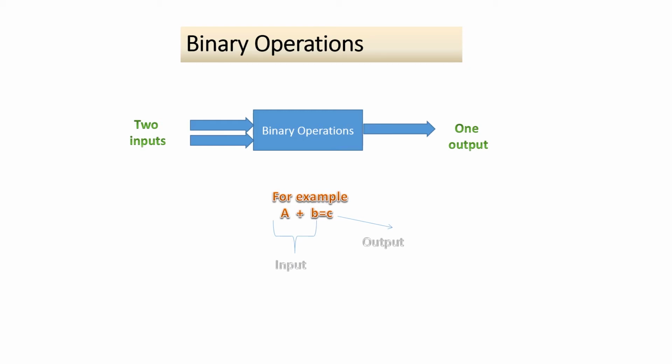It means two inputs are required for producing one output. For example, addition, subtraction, multiplication, division, etc. are the arithmetic binary operations performed on operands to produce results. Next category is ternary operator.